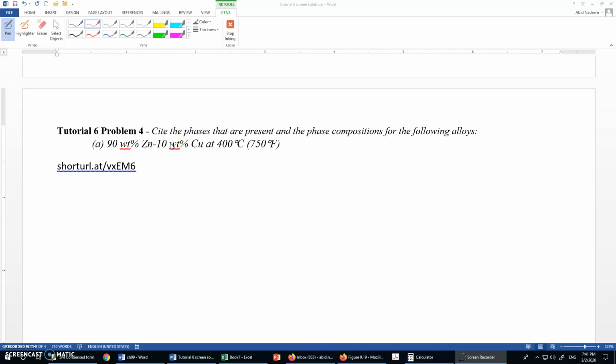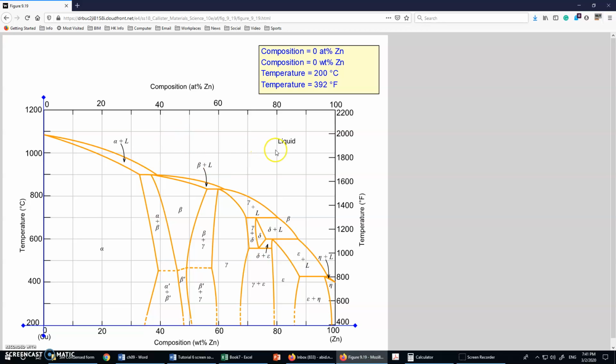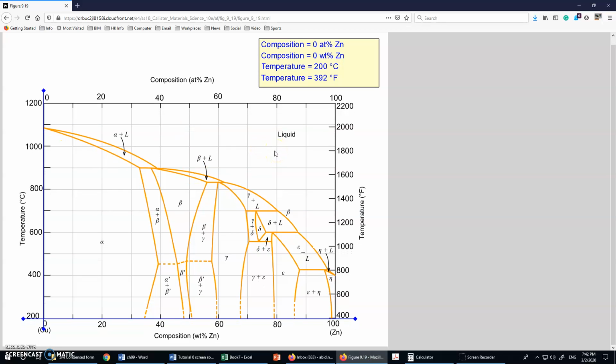Problem 4. Cite the phases that are present and the phase compositions for the following alloys. Okay, so let's see first for this zinc copper alloy. The phase diagram of zinc copper alloy can be found at this short URL. So this is the phase diagram for copper zinc alloy.